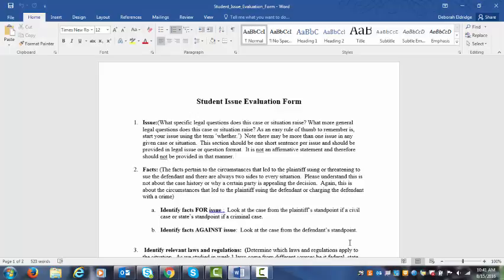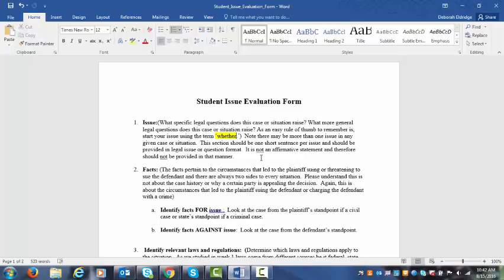For legal purposes, we like to use this word right here, whether. And we use that word because it takes an affirmative statement and turns it into an issue, a legal issue for our purposes. So if you start your sentence with whether it was a violation of the Americans with Disabilities Act to not put in parking for the disabled, that would be your issue in the case.